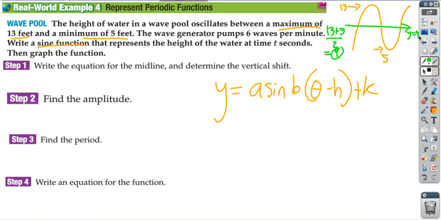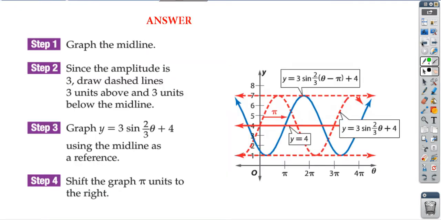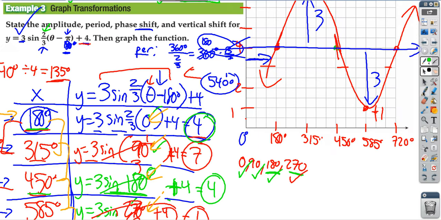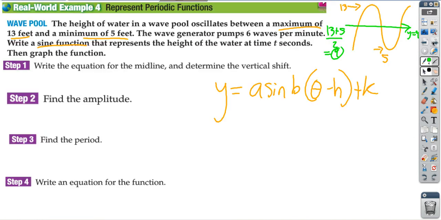That means that the graph has been shifted up 9. Just to remind you, like what we did on the other one, the midline there was equal to 4 because we had shifted it up 4. So the midline is always the amount you shifted up. That means this k value, the midline, should be 9, which we just found. Okay, so we have that. That means the vertical shift is 9.